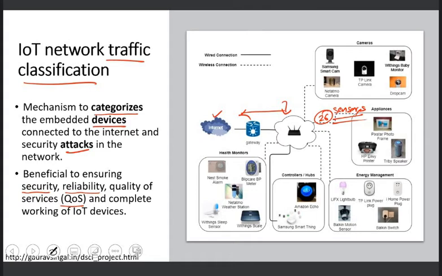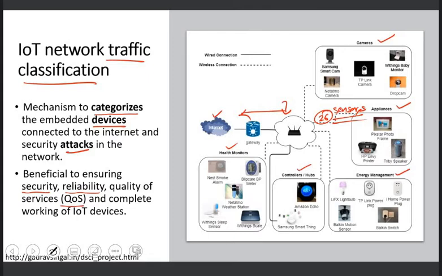So why 26 sensors? Because we want to increase the database, or the data set, or you can say the variation of data, to analyze all kinds of behaviors. That's why we have connected 26 different kinds of sensors with our local router. So we have used multiple kinds of cameras, appliances, energy management devices, controllers, and health monitor devices.